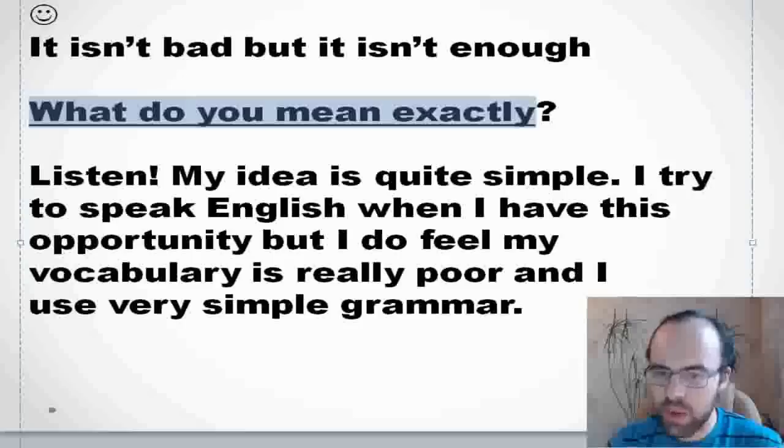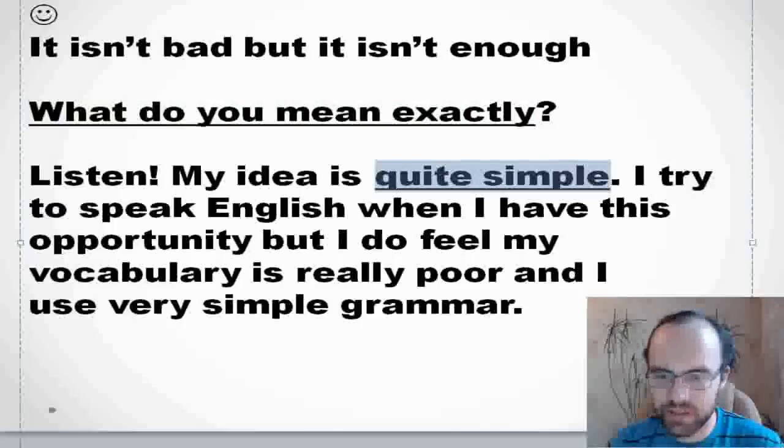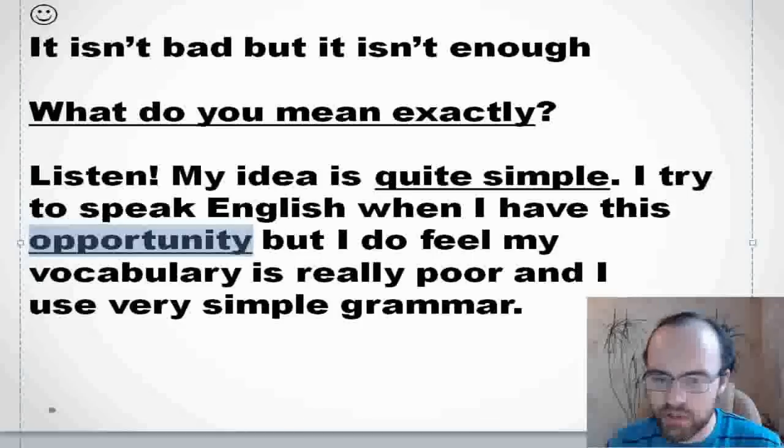Listen, my idea is quite simple, or my idea is very simple. I try to speak English when I have this opportunity, or when I have this chance. But I do feel my vocabulary is really poorer, and I use very simple grammar. I do feel means I really feel. So if you say I do feel, it means I really feel. If you say I do understand, it means I really understand.